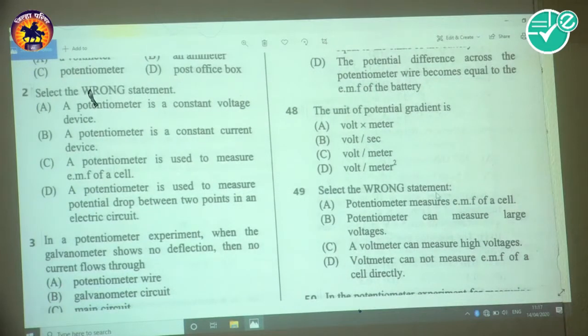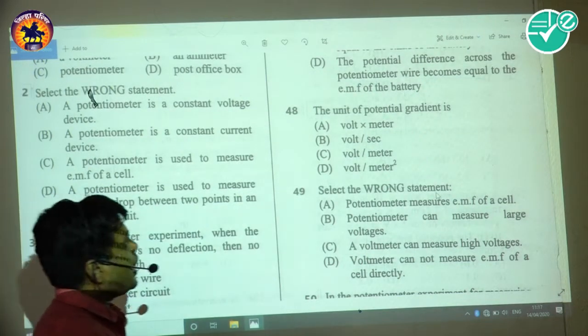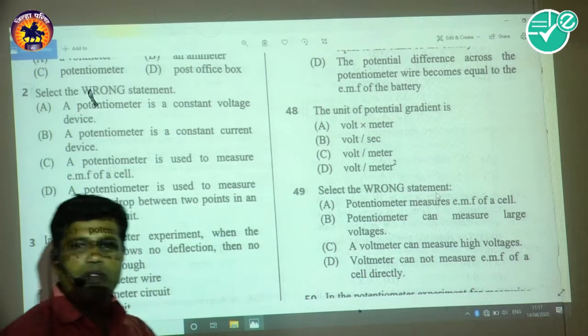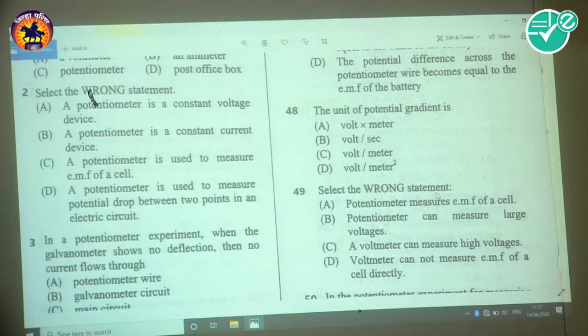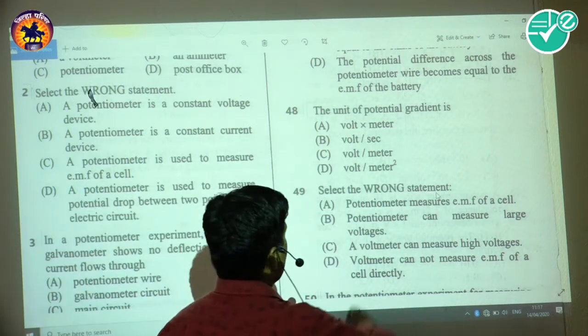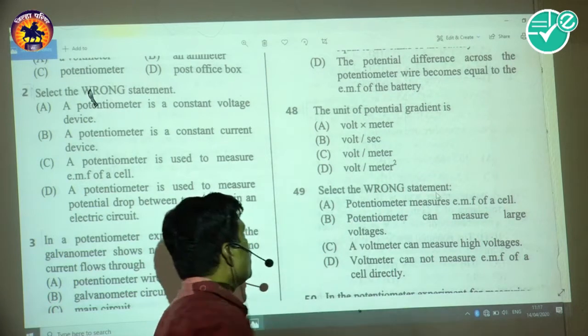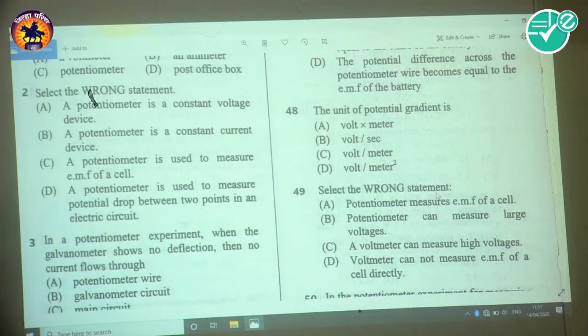In question number 48, it is asked for the unit of potential gradient. We know the formula for potential gradient is volt, that is potential, divided by length. So its unit will be volt per meter. So option C is the correct option. Now we will move towards question number 49.